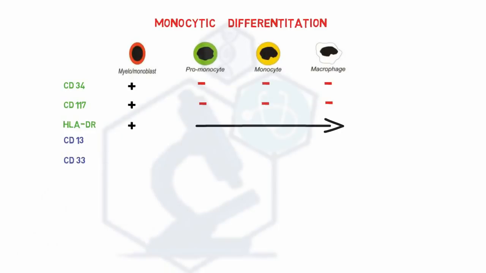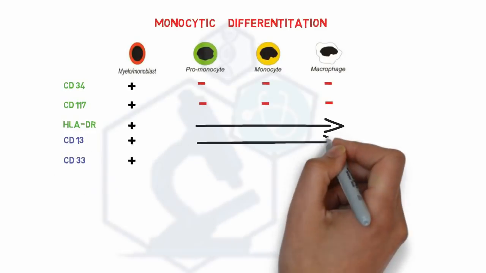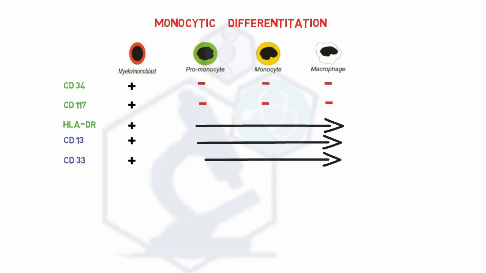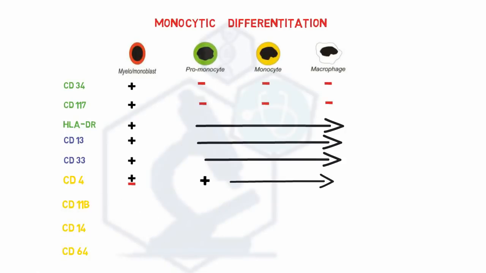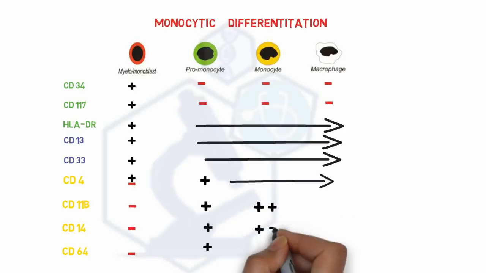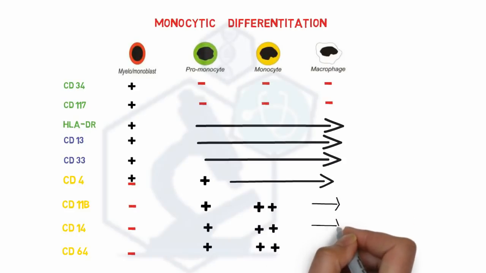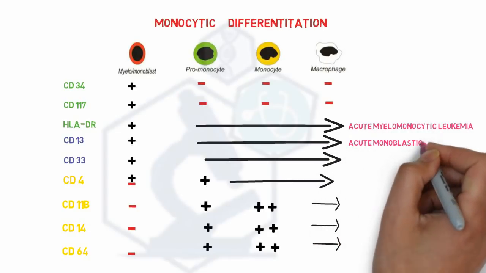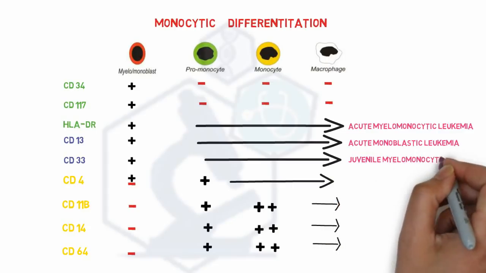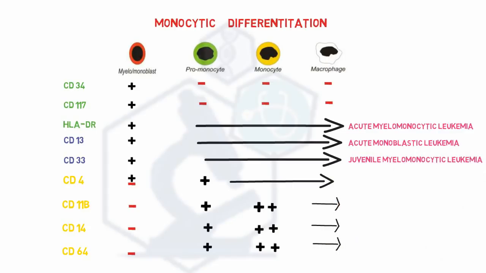CD13 and CD33 are expressed throughout maturation cycle, but CD33 is brighter in monocytes compared to neutrophils or granulocytes. Monocytes during hematopoiesis gain CD11b, CD14 and CD64 from the stage of promonocytes with increasing expression to mature monocytic stage. They are also known as monocytic markers. Acute myelomonocytic leukemia, acute monoblastic leukemia, juvenile myelomonocytic leukemia are few of the hematopoietic disorders arising from monocytic series of cells, which we will be learning in upcoming videos.